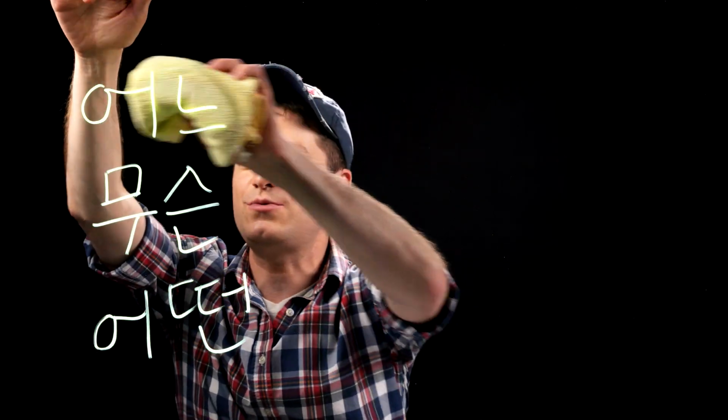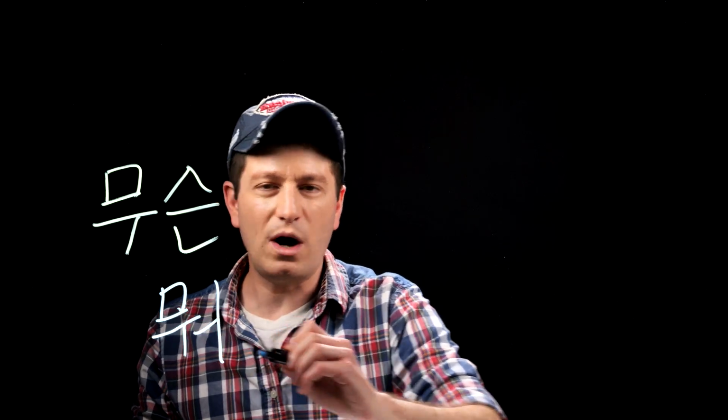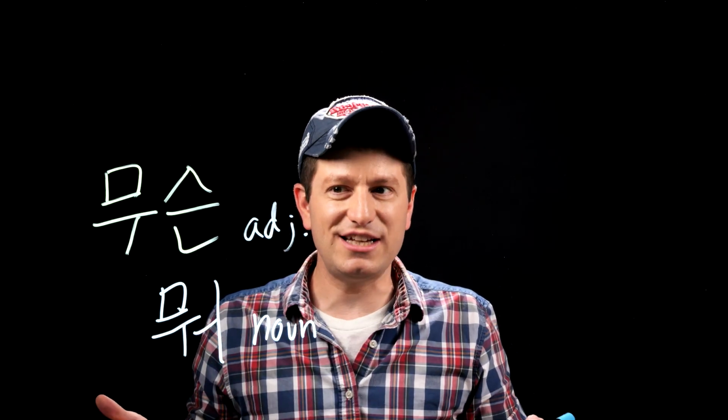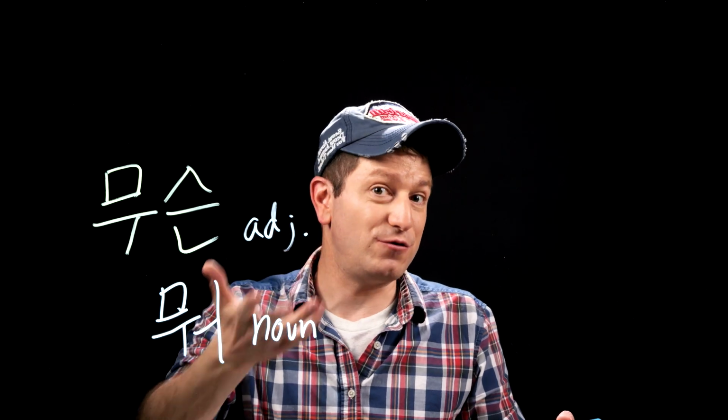Okay, so let's look at these words one at a time. We'll start with 무슨. Now, 무슨 is really simple because if you know the word 뭐, meaning what, 무슨 is the same meaning, but 뭐 is a noun, right? 무슨 is an adjective. It just means what, and an adjective is used before a noun.